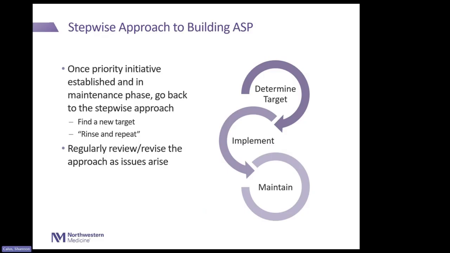So reiterating what I already talked about, the stepwise approach is probably the best way to build your stewardship program. Once a priority initiative is established and in maintenance phase, you can always go back to the stepwise approach and find another focus or expand your focus and rinse and repeat. It's recommended to regularly review and revise your approach as issues arise, since you'll always have challenges even in the maintenance phase and have to go back and possibly revisit some changes that need to be put in place. So determining a target, implementing, and maintenance is the way that we focused our first few initiatives when starting.